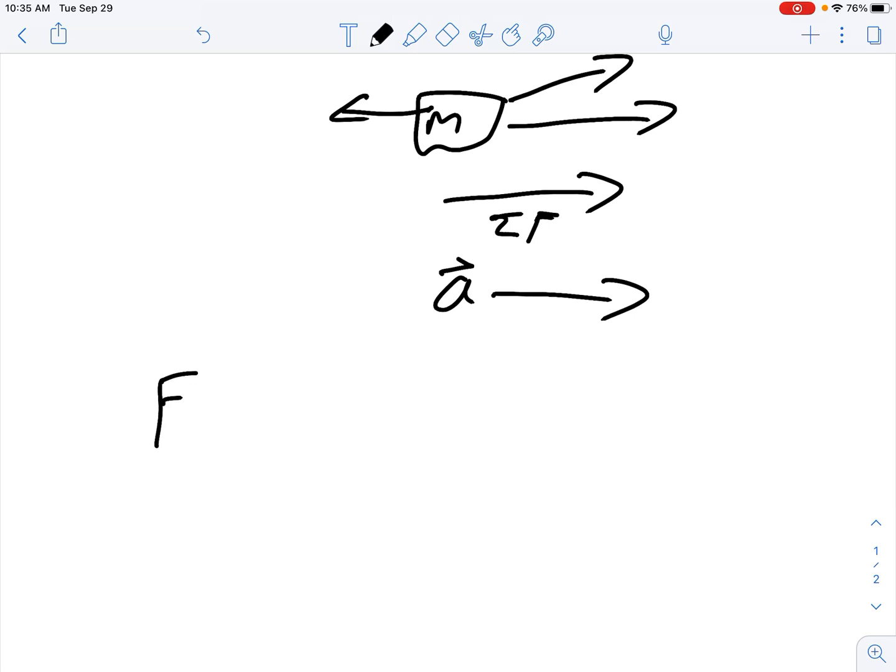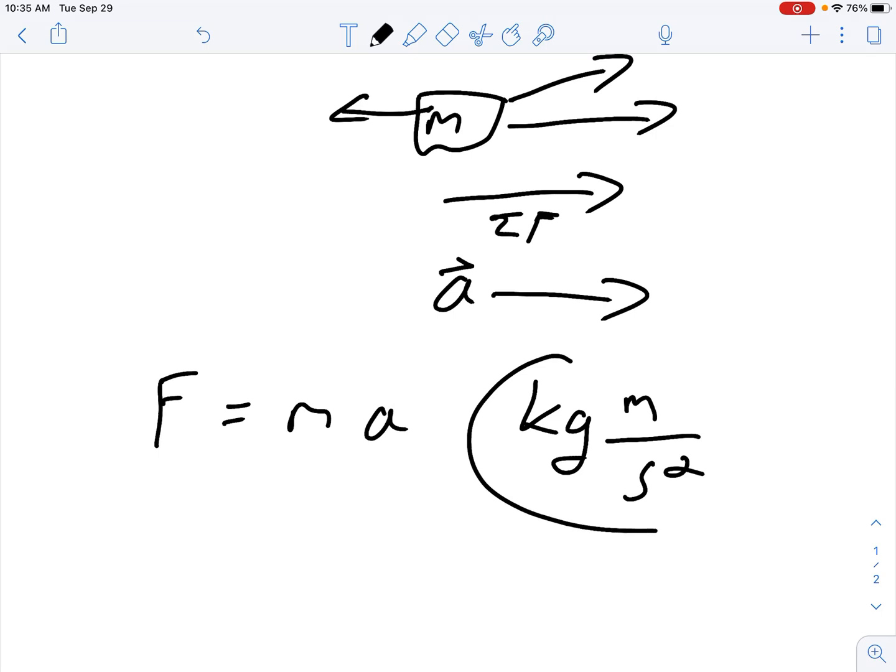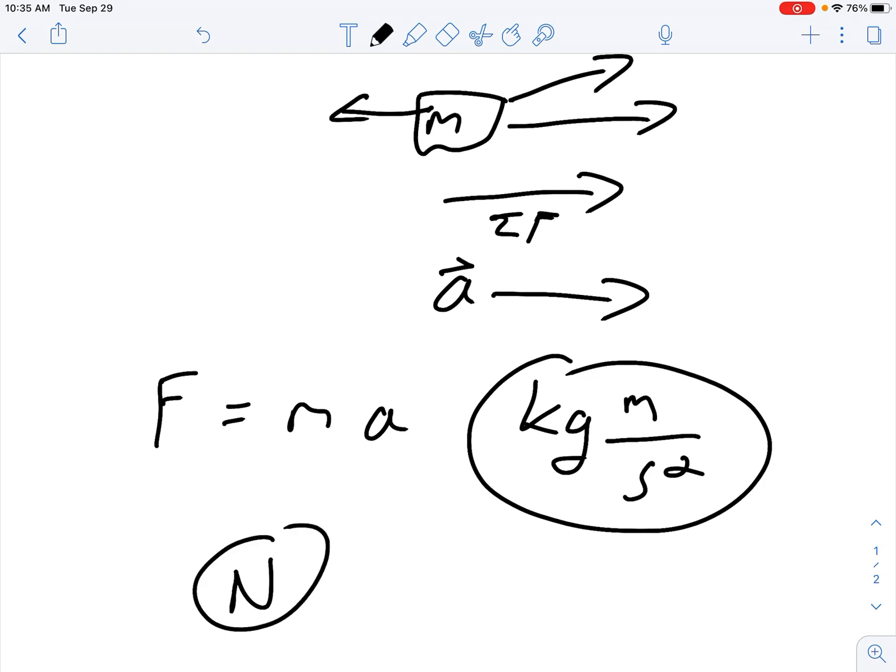Force has the units of a mass and an acceleration. Mass has the units of kilograms. Acceleration is meters per second squared. So force has the units of kilograms times meters per second squared. We're going to give that the special name, the Newton, and we'll just use capital N for it. So force is going to be in the units of newtons. A Newton is a kilogram meter per second squared, a mass times an acceleration.